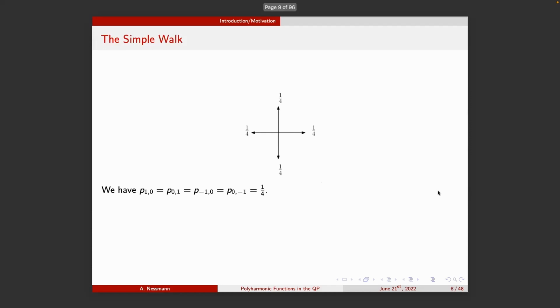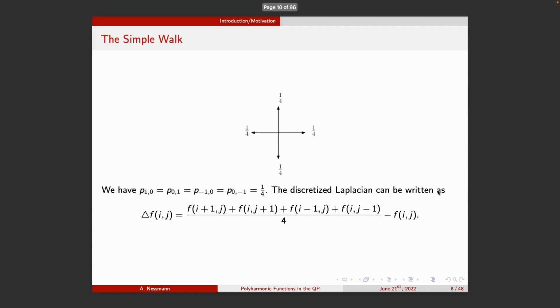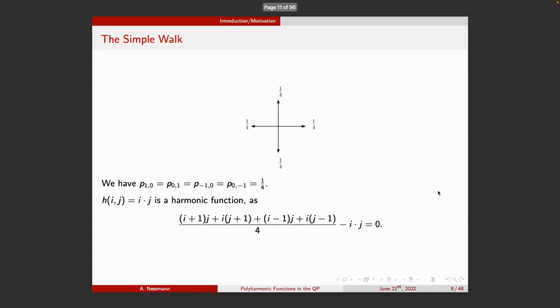Just an example for the simple walk: we have 4 weights of a quarter, so we just take the arithmetic mean of these 4 values and subtract the value in the center. One can check very easily, for example, that the function i times j is a harmonic function for this simple walk. But clearly, if I take another model, i times j might not be a harmonic function anymore. So harmonic functions very much depend on the model I'm looking at, and they're also not at all unique to the model.